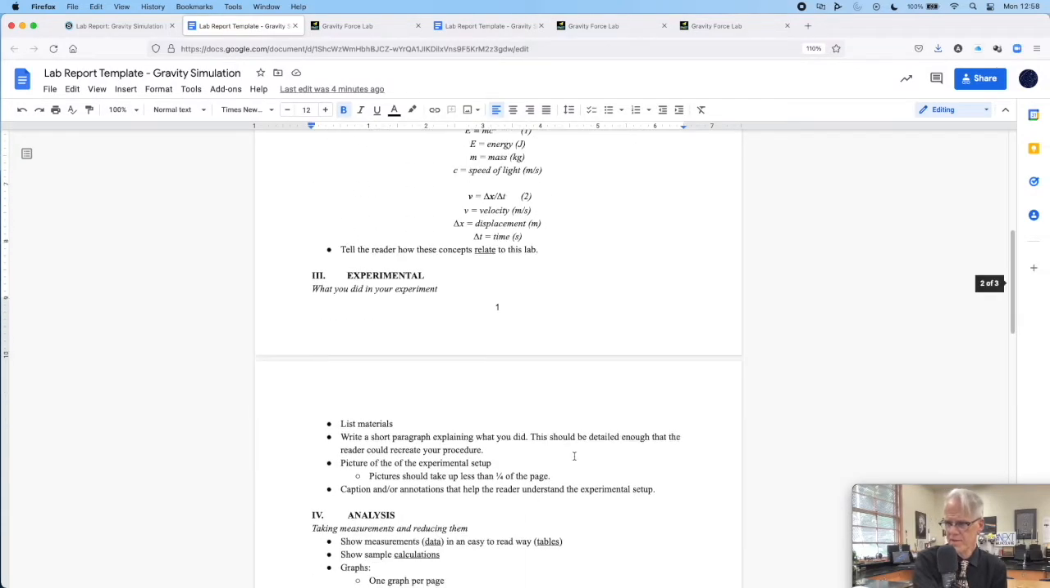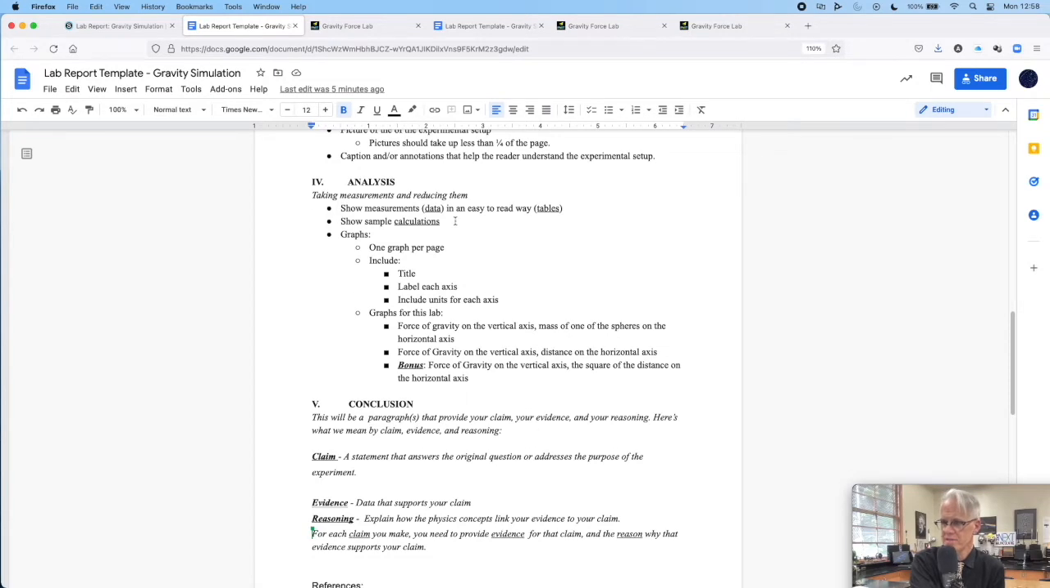The experimental will be a little bit different on this one because it is a simulation. The list of materials will simply be the simulation. And again, we're going to write a short paragraph explaining what you did. Simply use a screenshot here. You don't need to photograph, so the reader knows what you did.